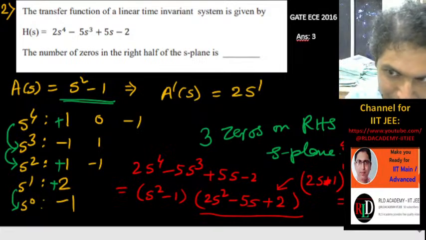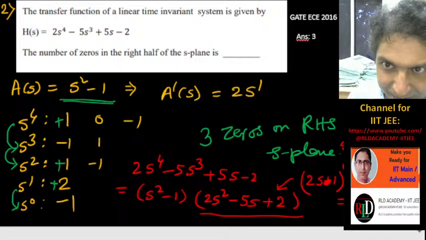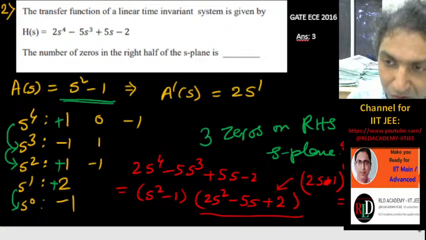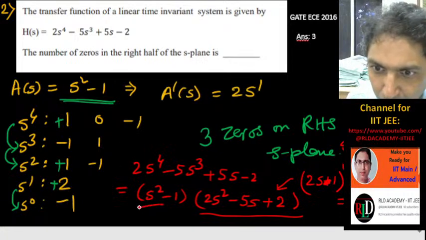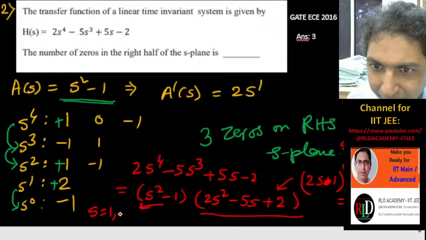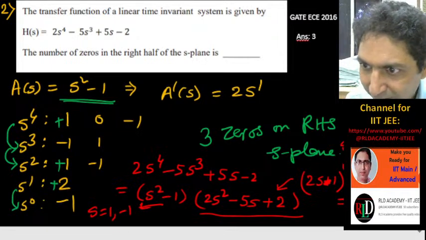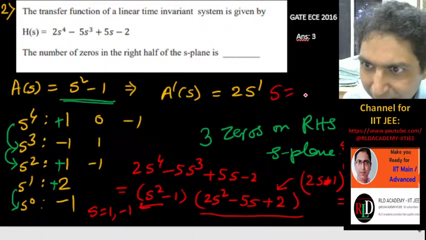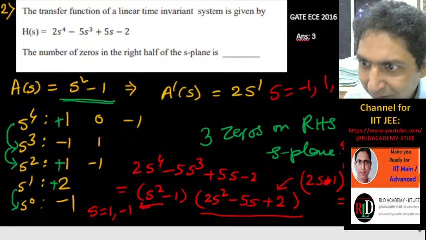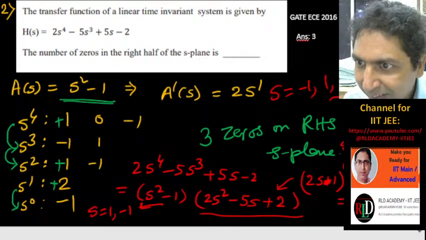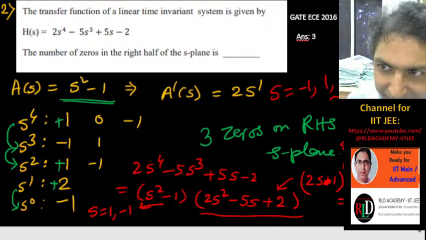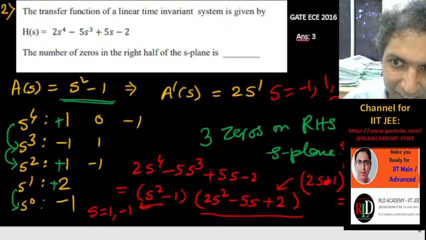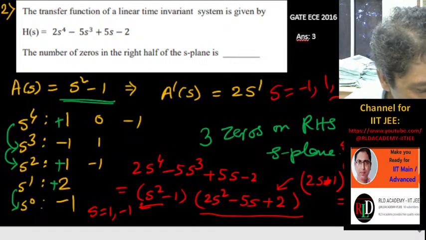Is it okay? Is it fine? So we have got exactly the exact roots. From here we have got two roots, s equals 1 and minus 1, and the other two roots are 2 and half. So what are the total roots? The roots are minus 1, 1, 2 and half. You can see these three roots are on the right hand side. So the number of roots on the right hand side is 3. Easily I can say the answer is 3. Any doubt please?